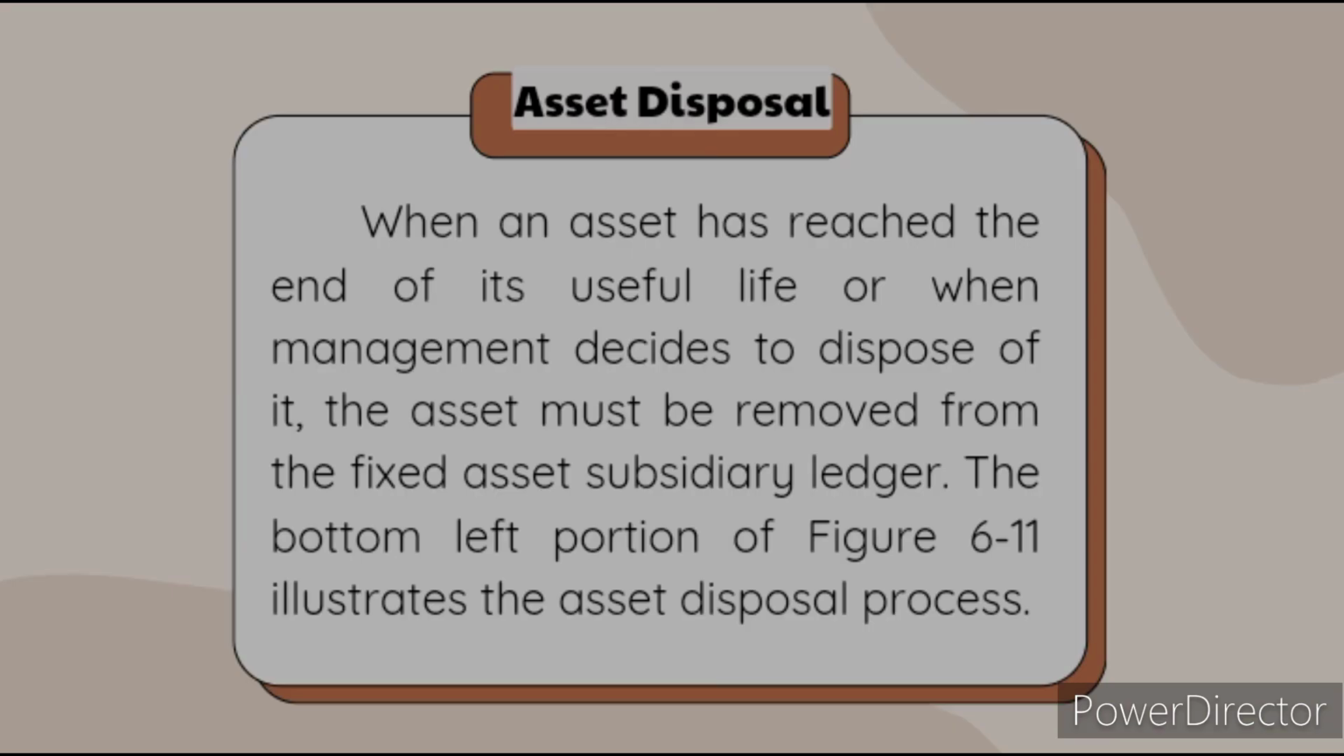Next, we have the asset disposal. When an asset has reached the end of its useful life or when management decides to dispose of it, the asset must be removed from the fixed asset subsidiary ledger. The bottom left portion of figure 6-11 illustrates the asset disposal process.